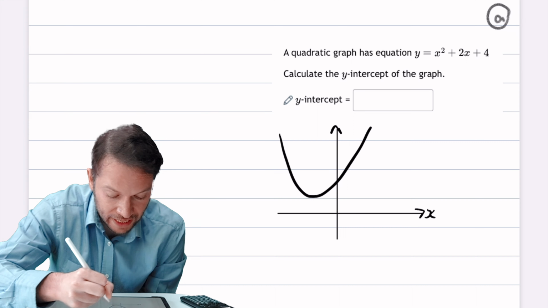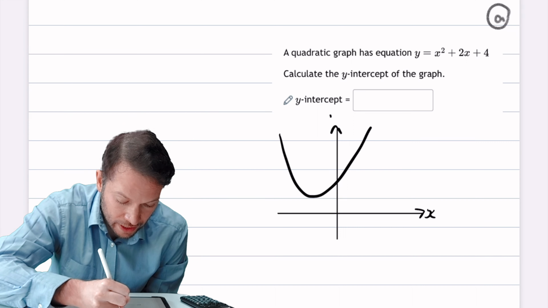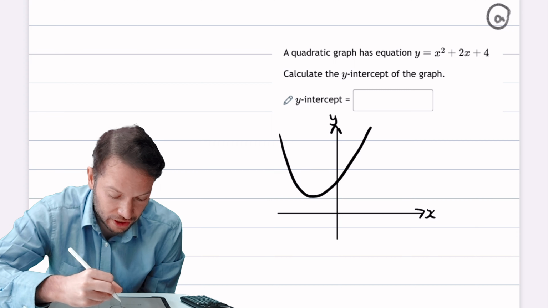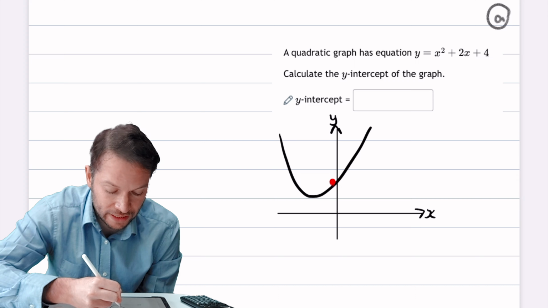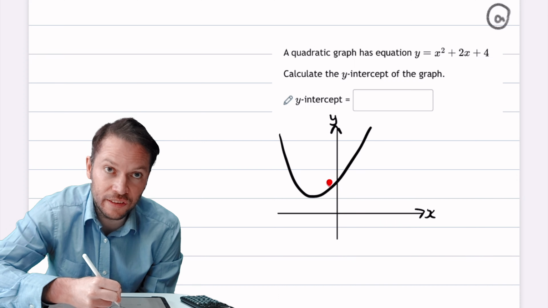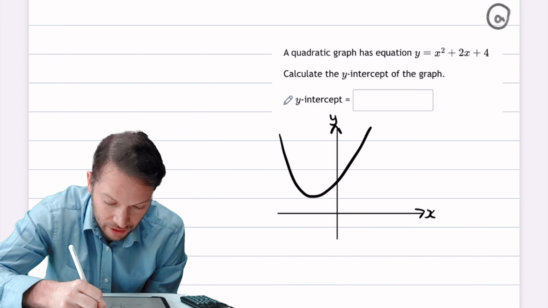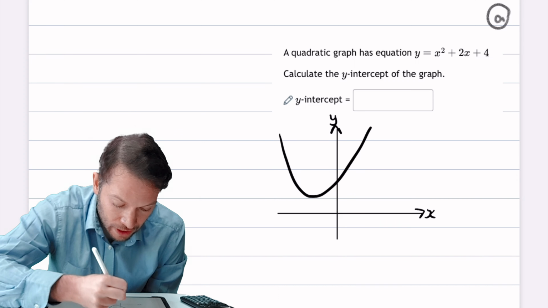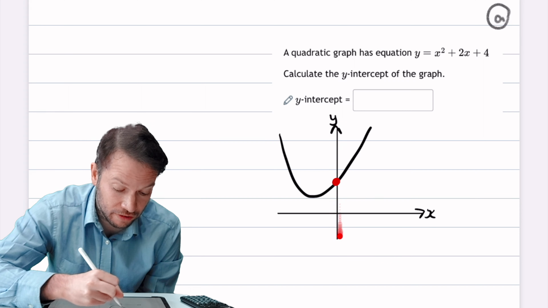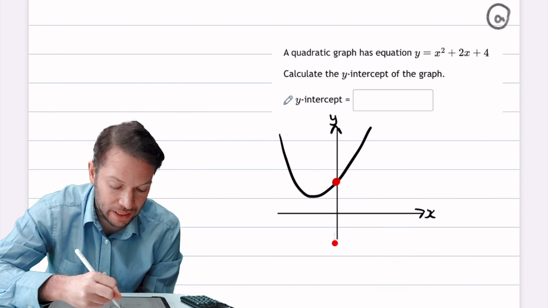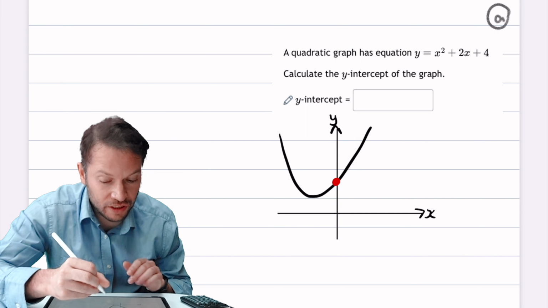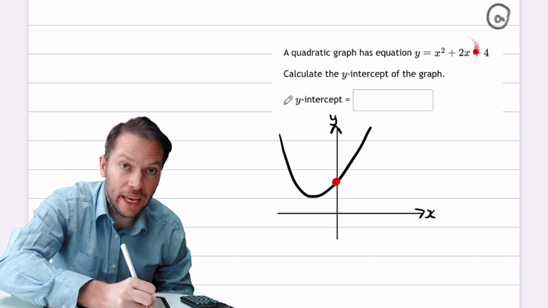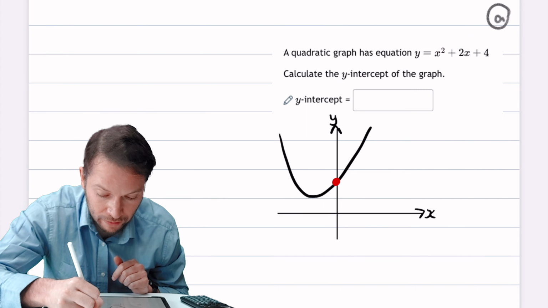And we're interested particularly where this graph intercepts the y-axis. So you can see the y-axis is here. And so we're interested in this y-intercept here, where the graph crosses the y-axis. So how do we find the y value there? Well, in general, whenever you're on the y-axis, the x value is always going to be 0. So the x value here will be 0. So let's substitute x is 0 into this equation to work out what the y value would be.